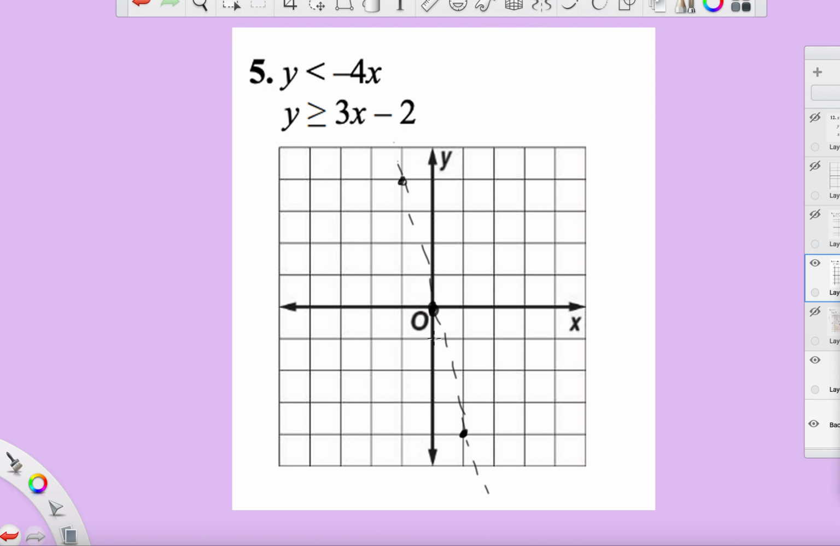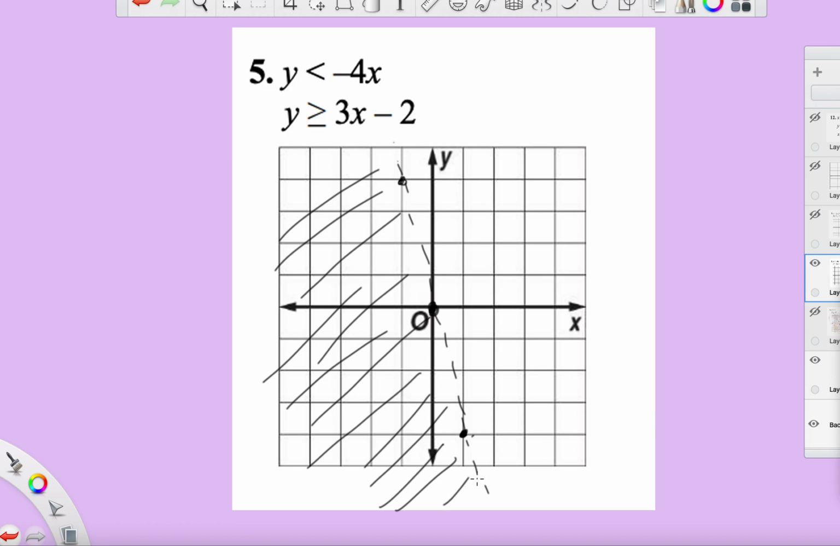There's my dotted line, and I want to shade everything that's underneath that line. There we go. We shade down here, shade down here. Everything underneath that line, underneath the line. Okay, so everything over here.